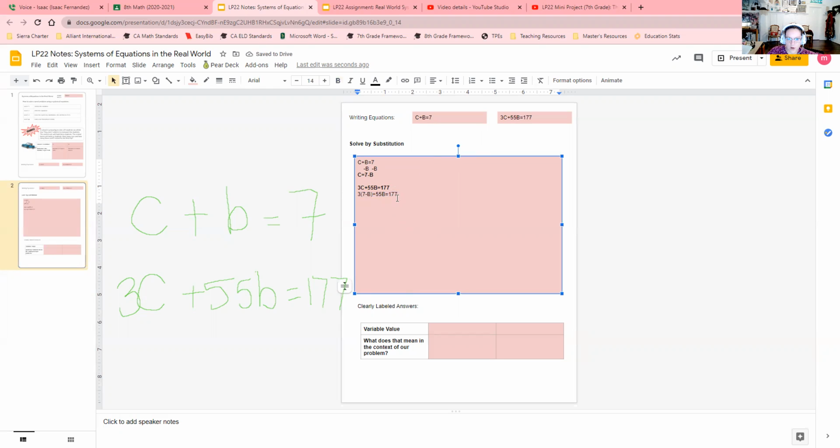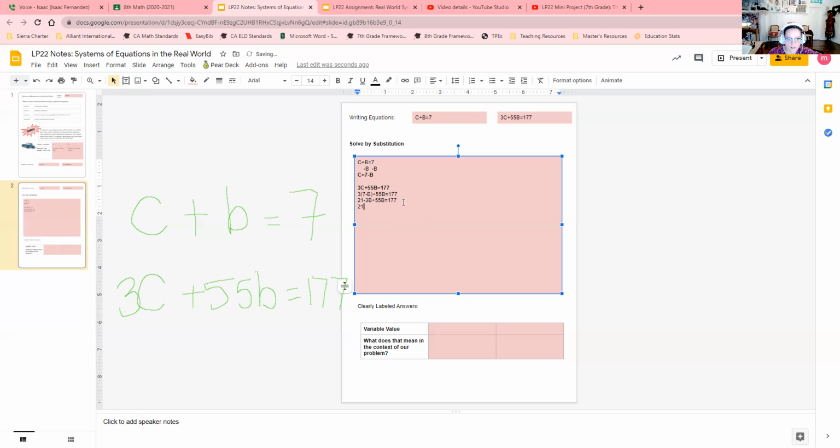Now we're going to follow our processes. So the first thing we do is distribute. So 3 times 7 is 21. Negative B times 3 is going to be negative 3B. So 21 minus 3B plus 55B equals 177. So all that I am doing is starting to work out what my variable is. Okay, we distribute.